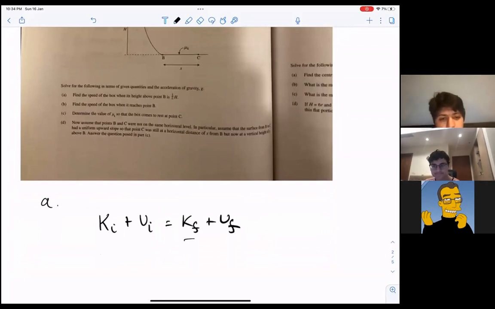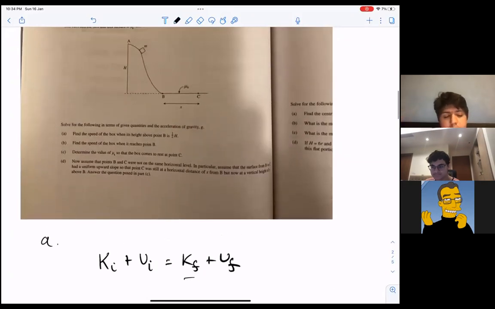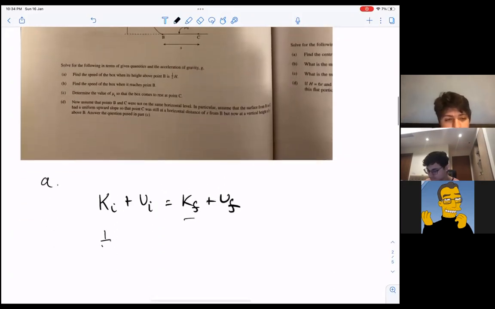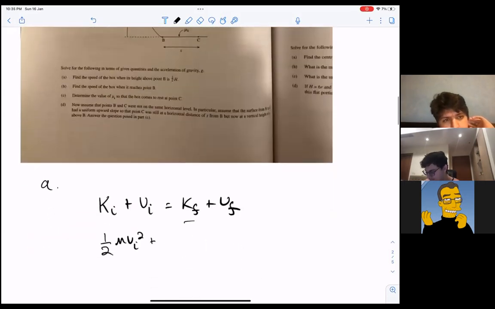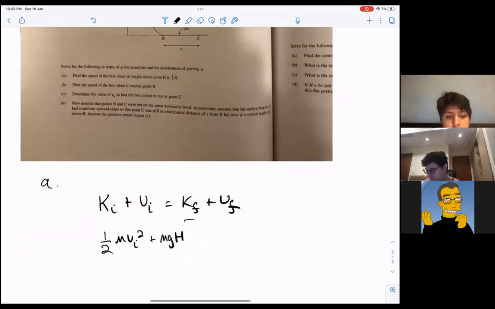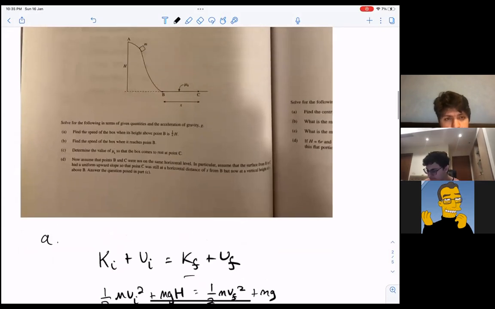So if possible, could you write out the equation? So it'll be 1/2 m v initial squared. And then I think the initial height is h, right? Yeah. So plus mgh is equal to 1/2 m v final squared. And then final potential would be mg... Actually, it says a height above point B is half of h. Oh, so half of h, my bad.